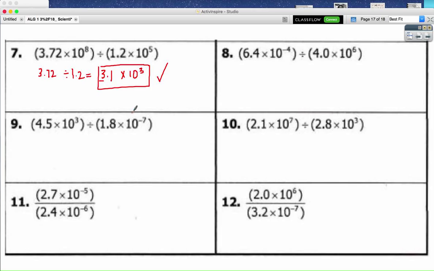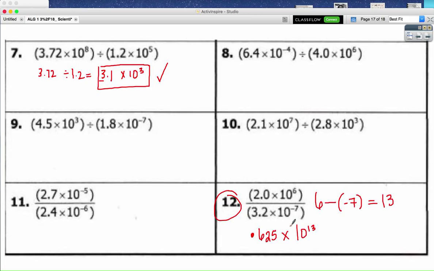So our last example that we'll do with division, we'll do number 12. We're going to do 2.0 divided by 3.2. So that's actually 0.625 times, when we do division, we subtract the exponents. So I have to be very careful because I have a negative here. So I'm doing 6 minus negative 7. So that's really going to give us a result of a positive 13. So times 10 to the 13th power.